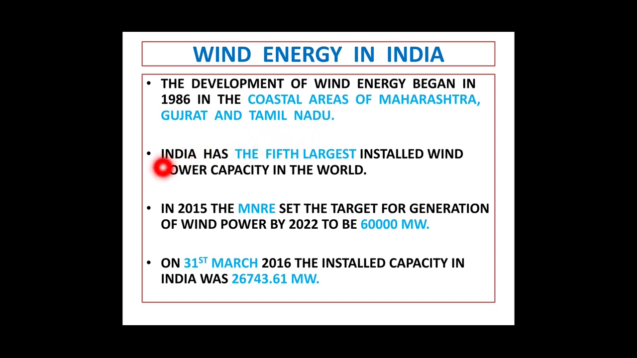that is wind energy. India has the fifth largest installed wind power capacity in the world. So India has a position in the production of wind energy. In 2015, the MNRE, this is an organization, set the target for generation of wind power by 2022 to be 60,000 megawatt. On 31st March 2016, this is the data, the installed capacity is 26,743.61 megawatt. So this is the status of wind energy in India.